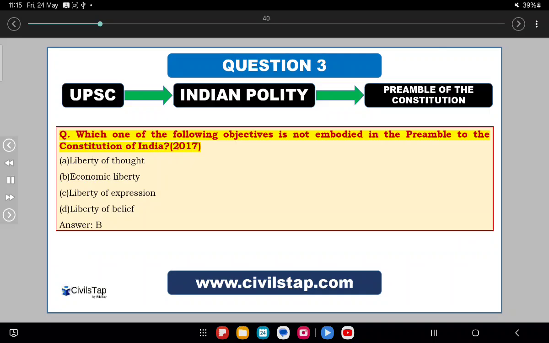4. Q. Which one of the following objectives is not embodied in the preamble to the Constitution of India? 2017. A. Liberty of thought. B. Economic liberty. C. Liberty of expression. D. Liberty of belief. Answer. B. Question 3. UPSC Indian polity, preamble of the Constitution.